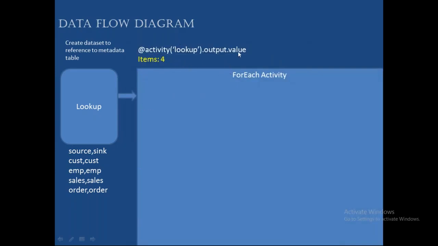I have shown you in detail this one. Then I will get all these four items. Okay, 1, 2, 3, 4 items I have. Now inside for each I will use the get metadata activity. This get metadata activity is basically a dynamic dataset to check whether a table exists or not.